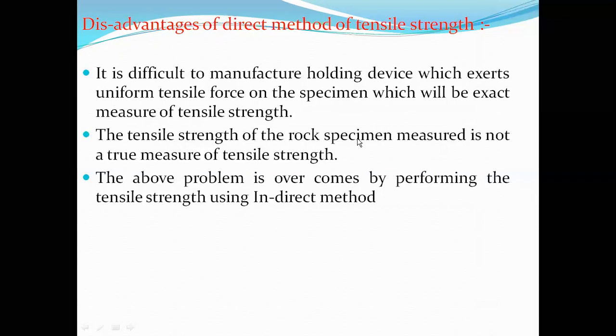Okay, next, the tensile strength of the specimen measured is not a true measure of its tensile strength. Whatever tensile strength you measured using the direct holding devices, it may not be correct. The above problem is overcome by performing the tensile strength test using the indirect method. That's what I am saying. So what are the problems? It's not giving accurate results, and it is very difficult to manufacture the holding devices. These problems are overcome by adopting the indirect method of carrying out the tensile strength test.